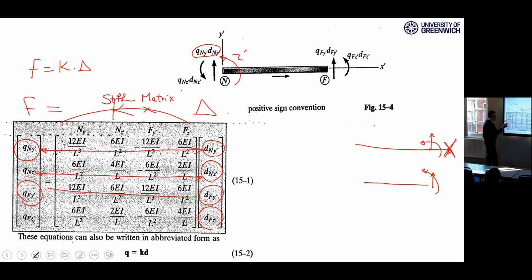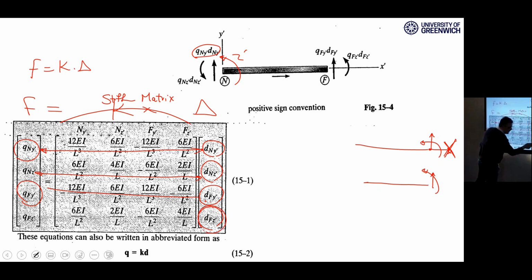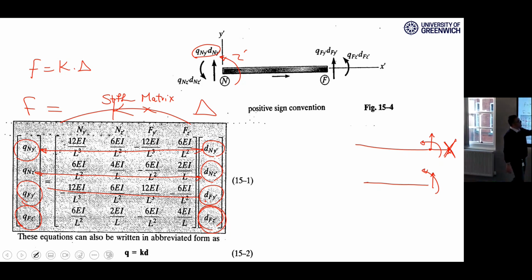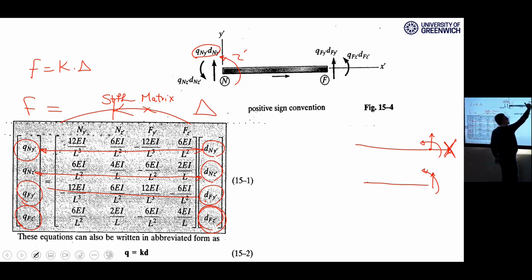This is force far end y prime. This is deformation far end z prime. This is force far end z prime. What does it mean, force far end z prime? What is the force in the far end along the z prime?